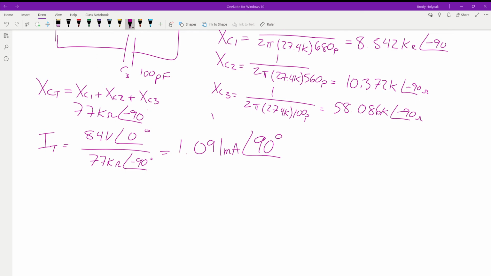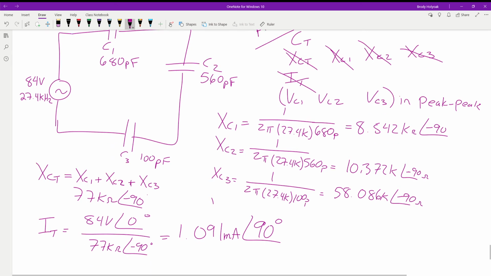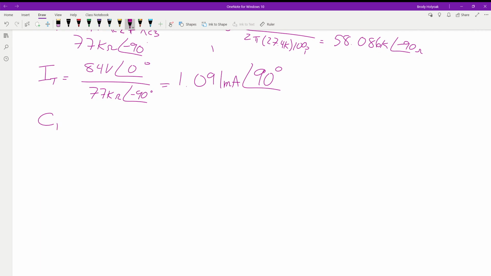Okay, Jameson, we have capacitance total and the voltages. Okay. Correct. That's what I got.